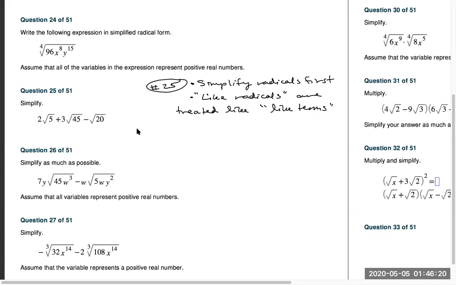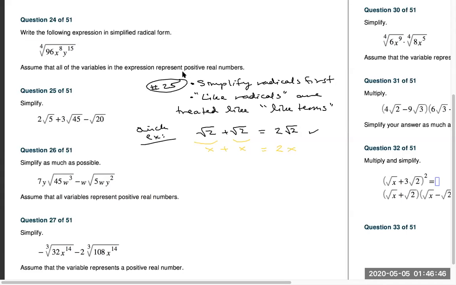So a quick example. If I have root 2 plus root 2, that's like saying, what if I had x plus x? That would give me 2 of the x's, right? So I have 2 of the root 2's.